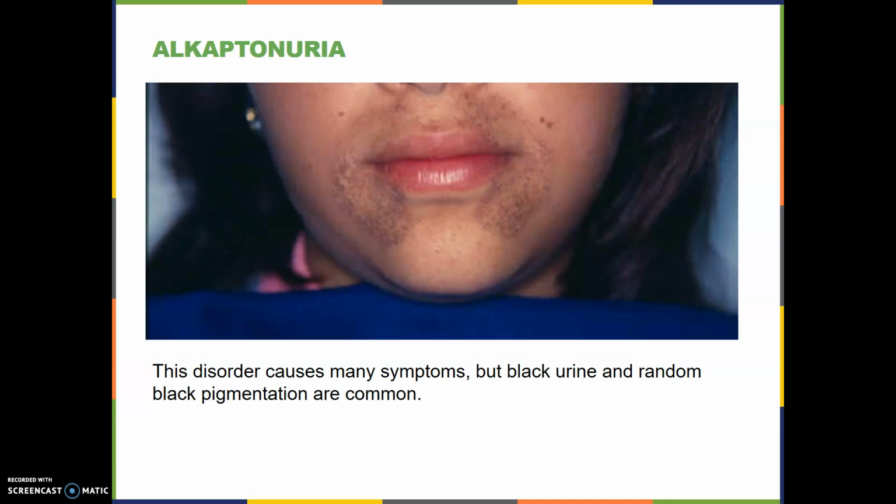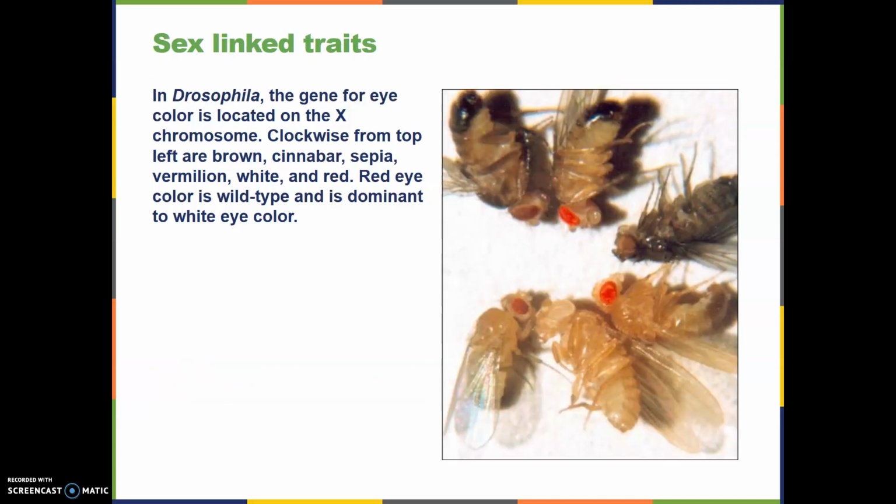And here I told you that I would look up alkaptonuria. If you Google it, there's a lot more information, but one of the symptoms that shows up early on in life is black urine. And this pigmentation that you see here, this is not facial hair, is another symptom.